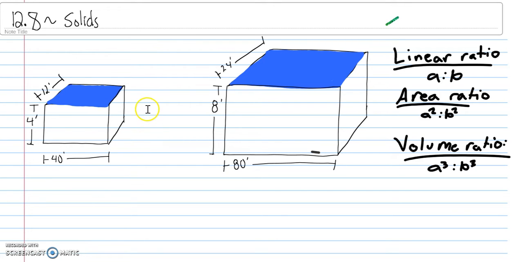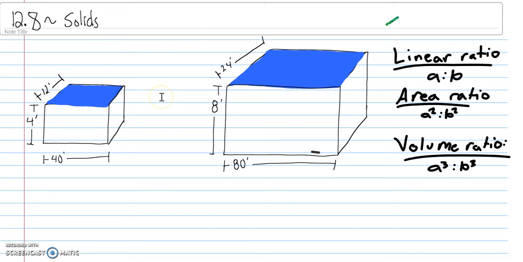If I ask the question, how many times bigger is the second prism than the first one, you might say it's twice as big because the linear ratio is going from this direction 2 to 1. Or since maybe these represent swimming pools with the blue surface on the top, you could say that this one is twice as big as that one because the surface area is twice as big. In other words, 24 times 80 is 4 times bigger than 12 times 40. So we could say the ratio is 4 to 1.